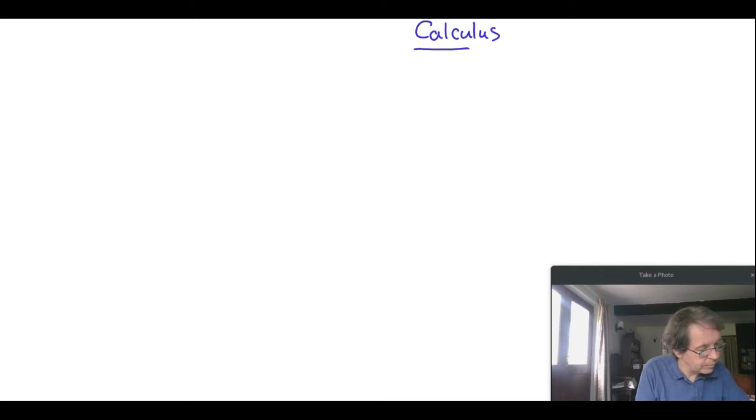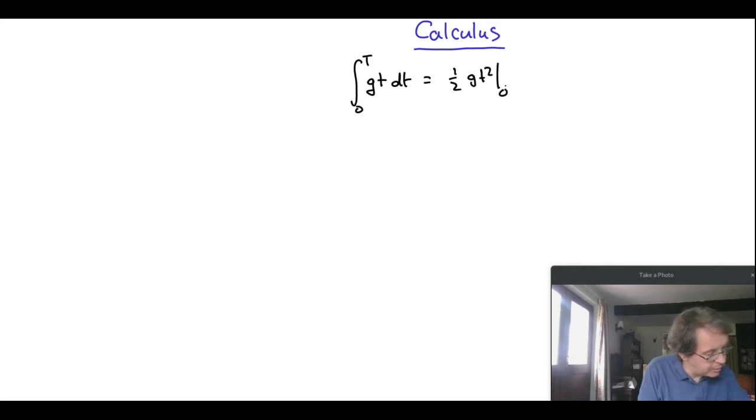In the first year class that I teach, I'll be teaching calculus and algebra. In the calculus module, it's quite likely that I'll end up performing some integrals, such as the integral from 0 to T of a constant g t with respect to t, which is equal to 1/2 g t squared evaluated from 0 to capital T, which is 1/2 g T squared.